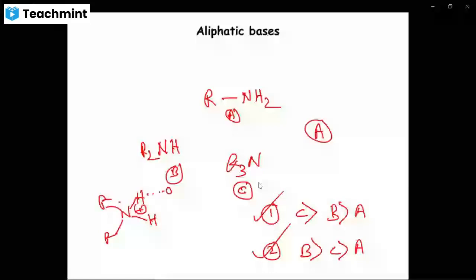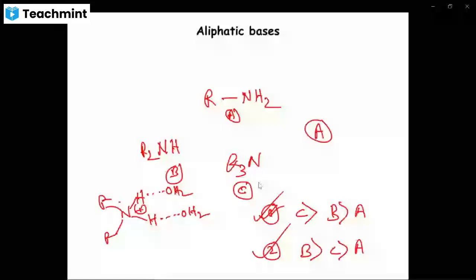Yes. So everyone understand that? So we have to consider both effects, inductive effect as well as hydrogen bonding. If we just take inductive effect, then the order should be C greater than B greater than A, because as we put more R groups, the inductive effect increases and the nitrogen atom's lone pair donorability increases, right? But we cannot take only inductive effect into account.